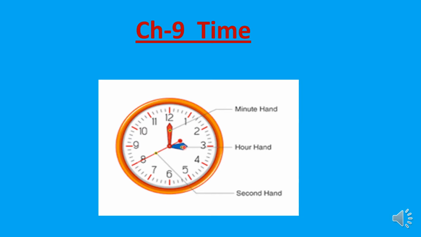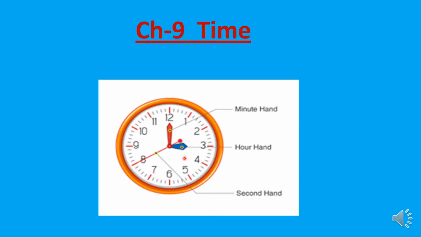Next, what is this hand, children? This is the minute hand. It indicates the time in minutes. Next, what is this, children? This is the seconds hand. It is the thinnest hand. It indicates the time in seconds.